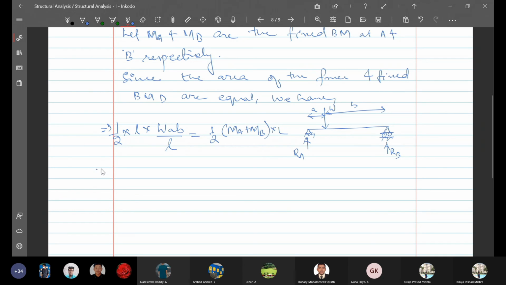From this, MA plus MB — I don't know whether MA and MB are equal, and I don't know their values either — so I just write MA plus MB equals WAB by L. If you solve this, the 2 cancels out, the L cancels out, and this L comes below. So MA plus MB equals WAB by L.